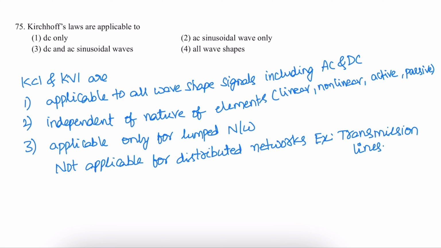So an example of a distributed network is a transmission line. For a transmission line we cannot apply Kirchhoff laws, and Kirchhoff laws are applicable to all wave shape signals including AC as well as DC. So the correct option is 4. For DC signals only, wrong; for AC sinusoidal waveforms only, wrong; and for AC and DC signals, wrong. So the correct option is 4, all wave shape signals.